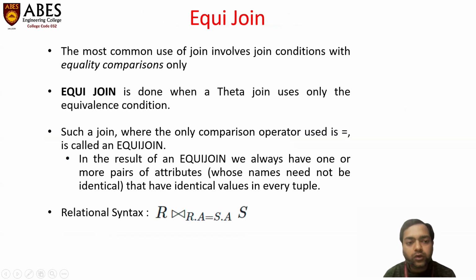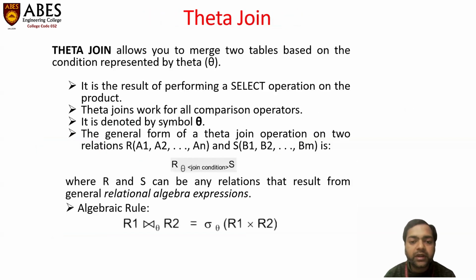Now next we have equijoin. Basically, equijoin is commonly used to join two different relations with an equality condition only. Equijoin is done when a theta join uses only an equivalence condition. In the previous example, when we discussed theta join, we said that theta join works for all comparison operators, that is greater than, less than, greater than or equal to, less than or equal to, and so on.